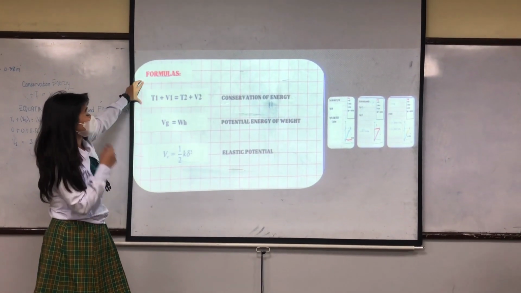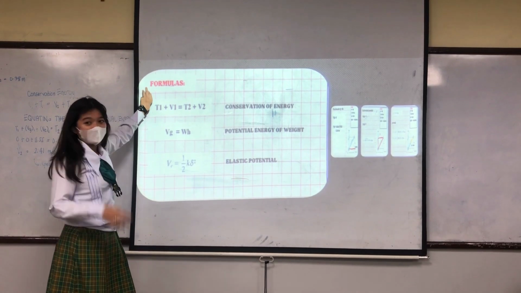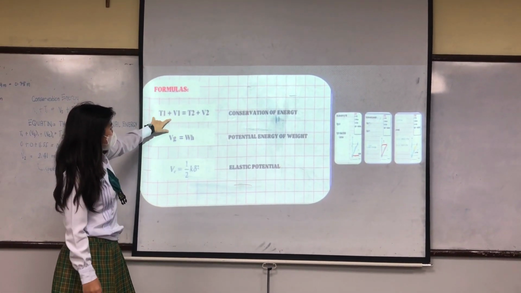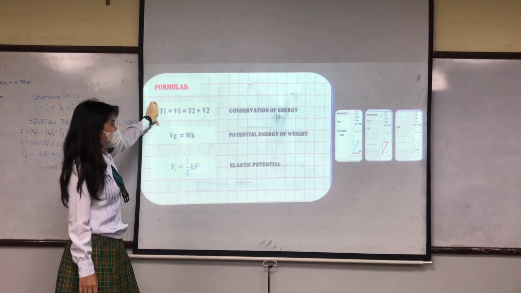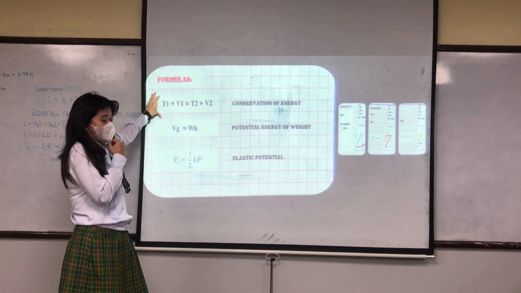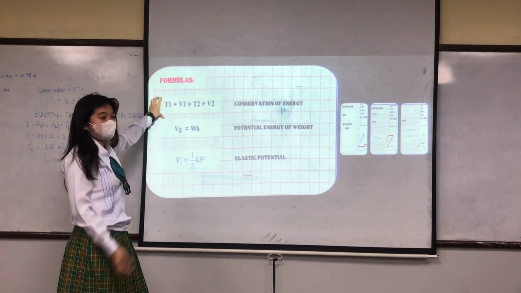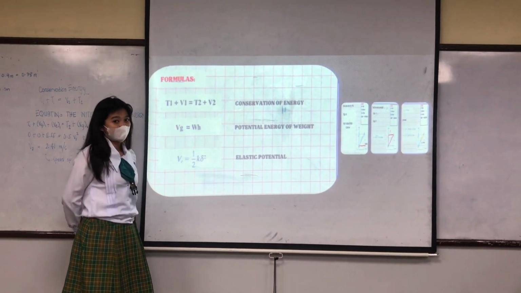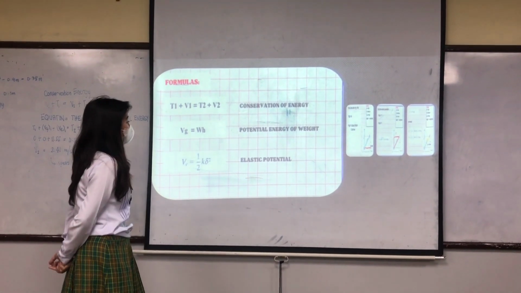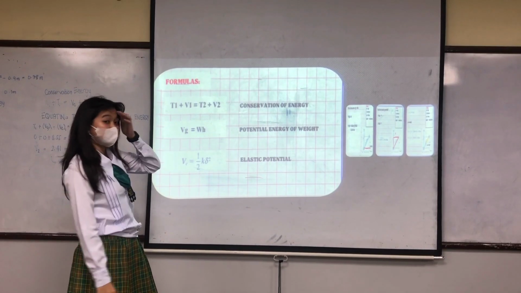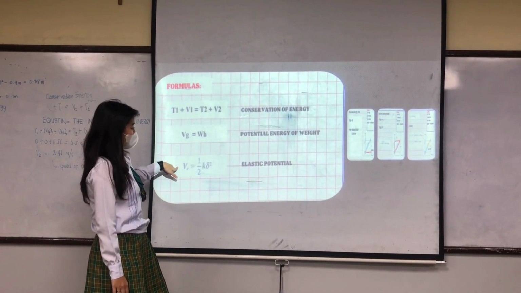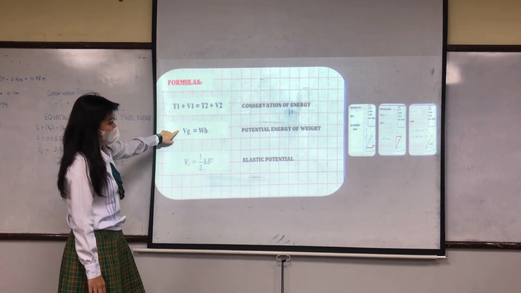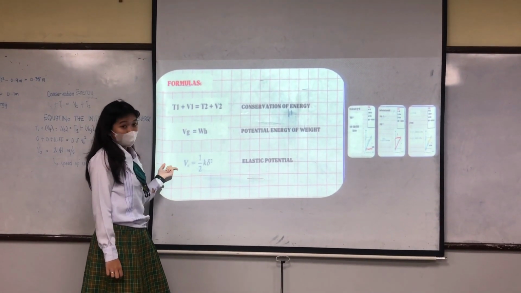So next, these are the formulas that they have discussed with Mr. Chua and Mr. Ompad. So the T1 plus V1 equals T2 plus V2. This is the conservation of energy. We just basically use this conservation of energy. But how are we going to find this? Simple. We need to get the gravitational potential and also the elastic potential. This is the formula of our gravitational potential, and this is our formula for the elastic potential.